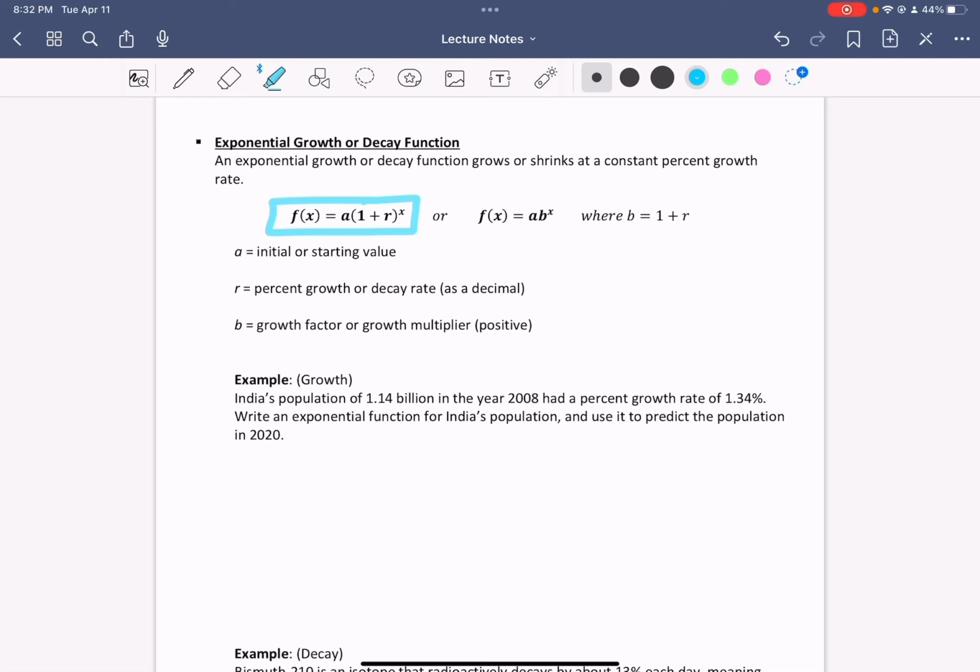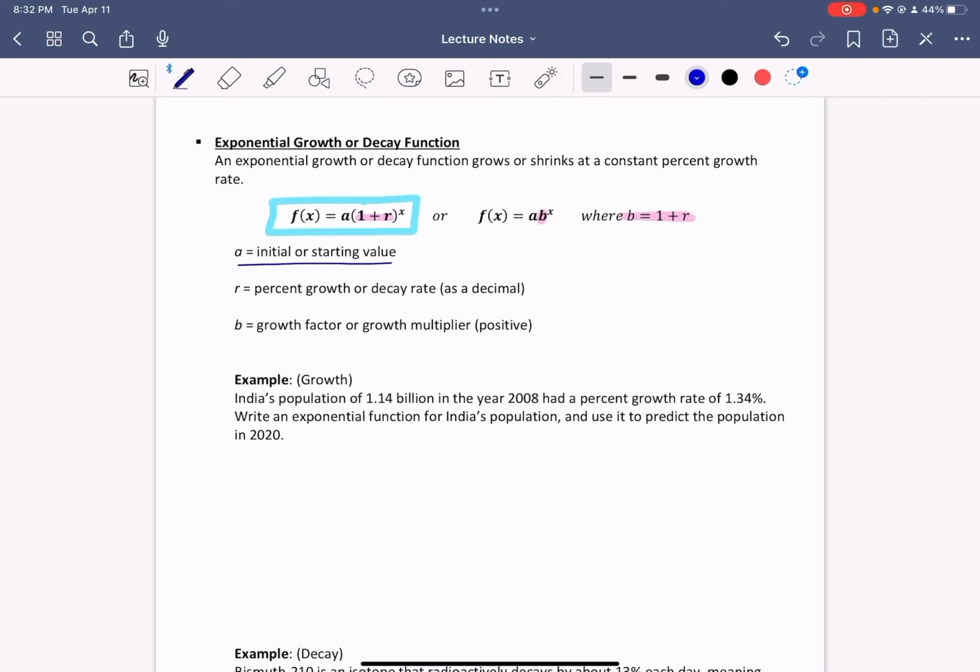The key difference here is you can see that this 1 plus r is being replaced with b, and that's because they're letting b equal that. And we'll be able to figure out which one we need to use. Key takeaways with this and what we want to make sure we understand.